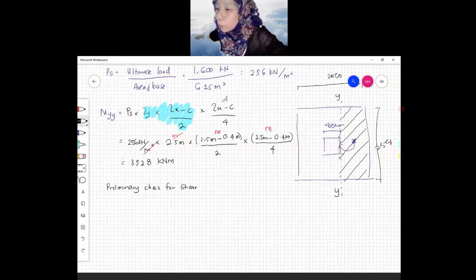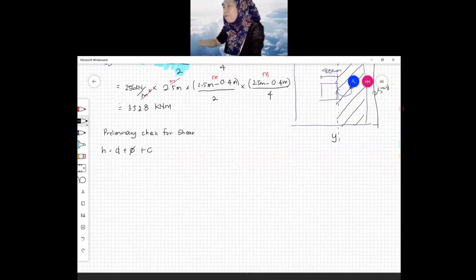Sebab kalau ikut dalam soalan ni memanglah dia provided, so you tak ada assume. Tapi kalau you ada assume, then it's better that we check to make sure that it is correct. Kita nak cari D, which is the effective depth. So we know that H is equal to D plus full bar plus C. Okay, I lupa nak explain benda ni semalam.